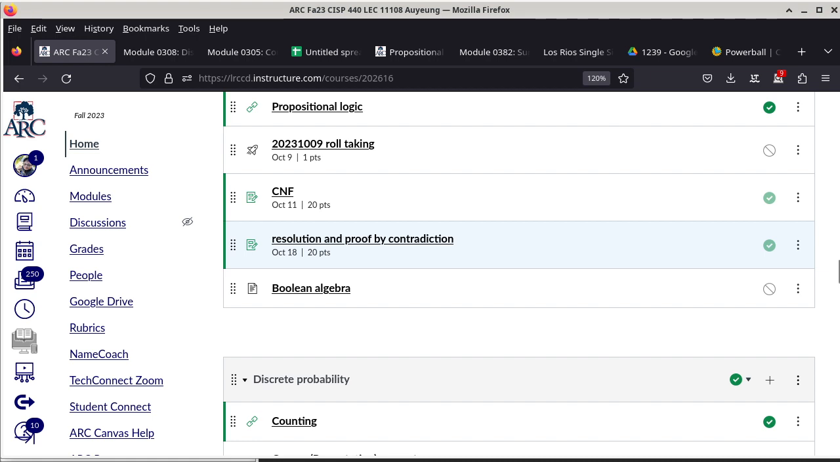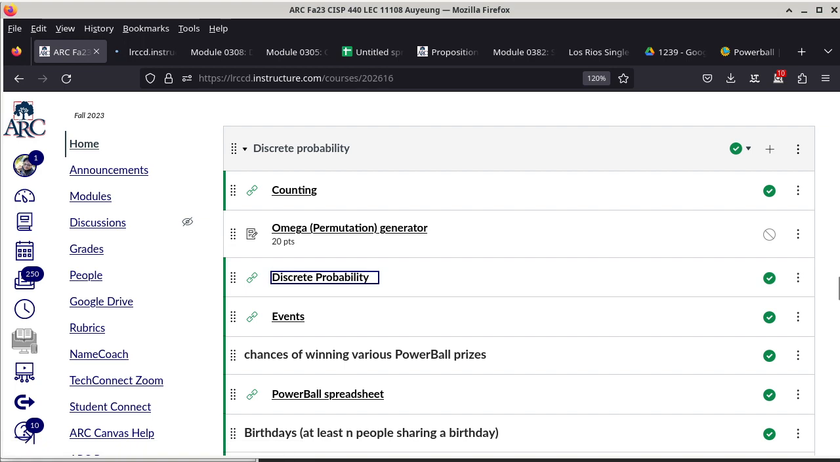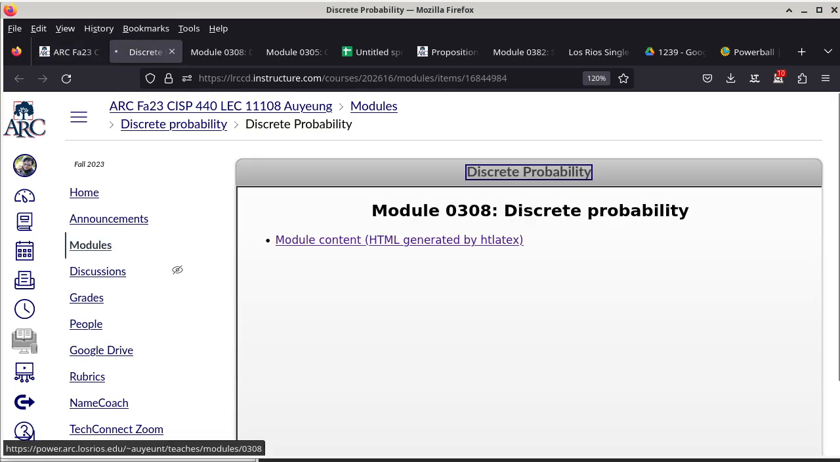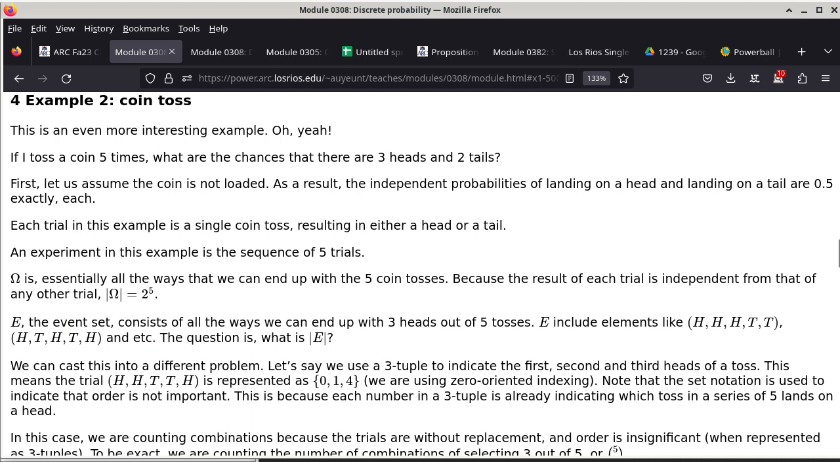We have already started on discrete probability. We went through the entire module talking about counting, and we are now on to discrete probability. That's our current topic right now. We talked about the outcome and events already in the previous lecture. We talked about the birthday problem. We also talked about the coin toss problem a little bit, not in detail, when we first mentioned the whole concept of trials versus outcomes. So we'll start with section four today.